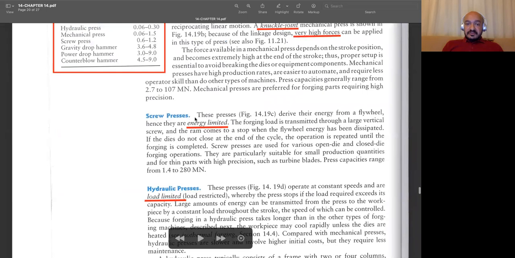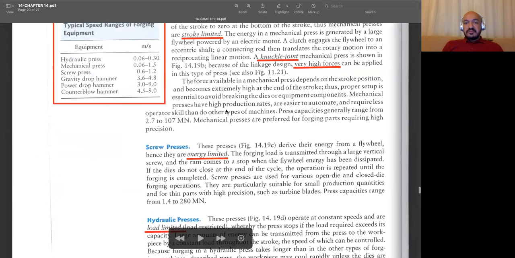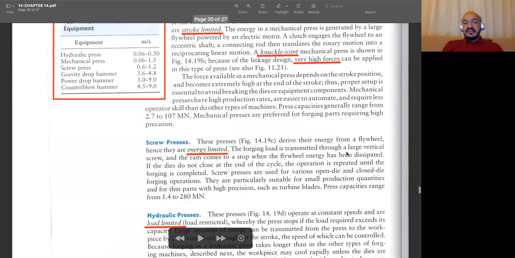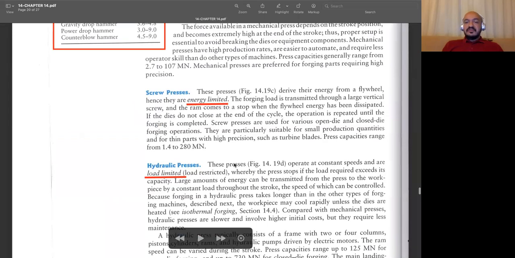Then we have the screw press, and we have limitations in terms of the energy of this flywheel. So it may not be able to increase the energy, the pressure you are applying on the workpiece. So it's limited by the flywheel you are using in this screw press. And in the hydraulic case, it's load limited since you are using a hydraulic pressure supply. The maximum pressure you can apply is limited by that system.